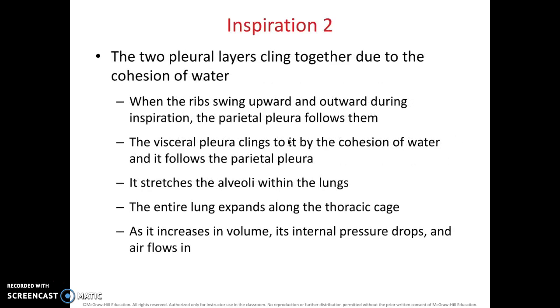These 2 pleural layers cling together because of the cohesion of water. So when the ribs swing upward and outward during inspiration, the parietal pleura follows them. The visceral pleura, on the other hand, clings to the parietal pleura because of the cohesion of water and follows it. This allows for the stretching of the alveoli within the lungs. This means that the entire lung will expand along with the thoracic cage, and as it increases in volume, the internal pressure drops and air flows in.